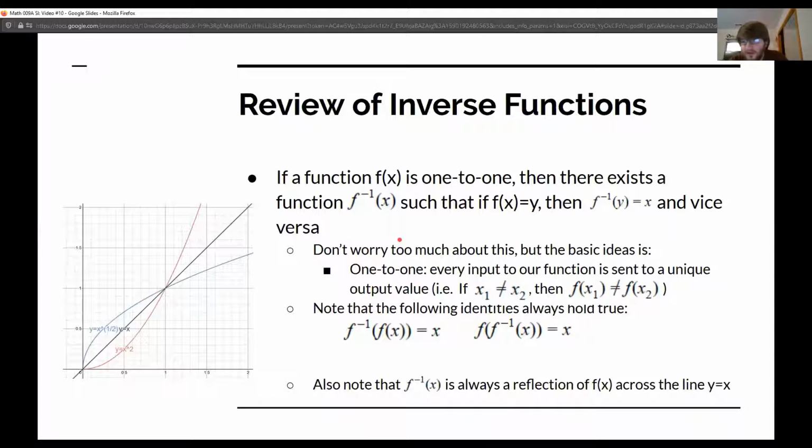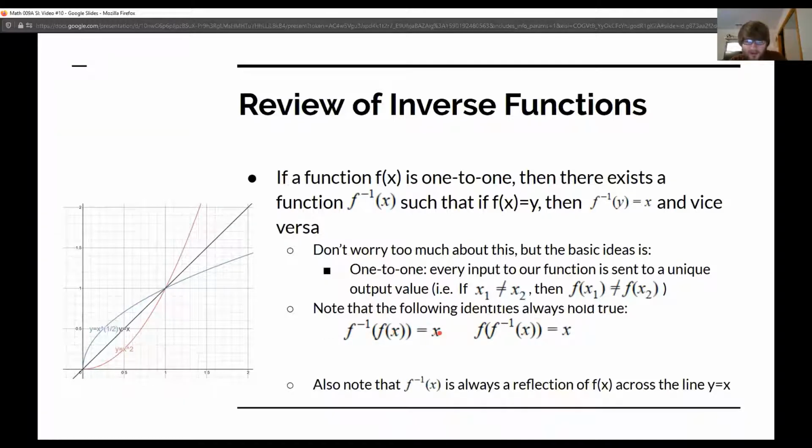And don't worry too much about the definition of 1 to 1 if you don't know it. Just basically understand that every input to our function is sent to a different unique output value. So if you have two input values, x1 and x2, they're different numbers altogether. We're never going to have f of x1 equal to f of x2. They're always going to be different. So this is just saying that our output values are always unique. We're never going to hit the same one on two different x values.